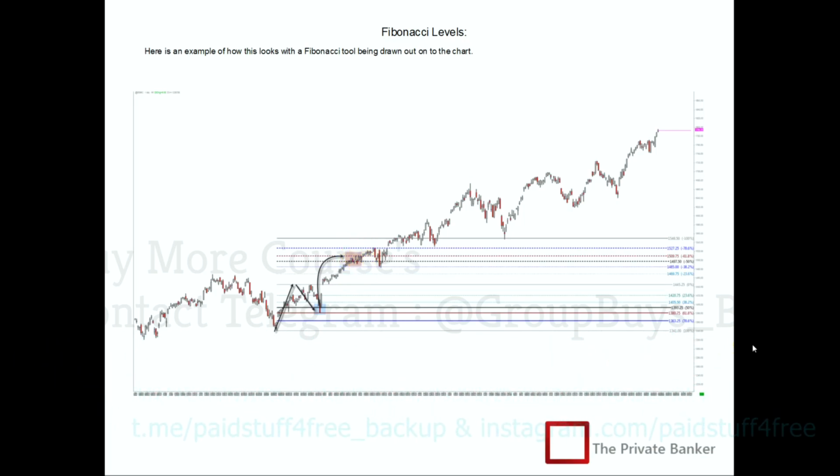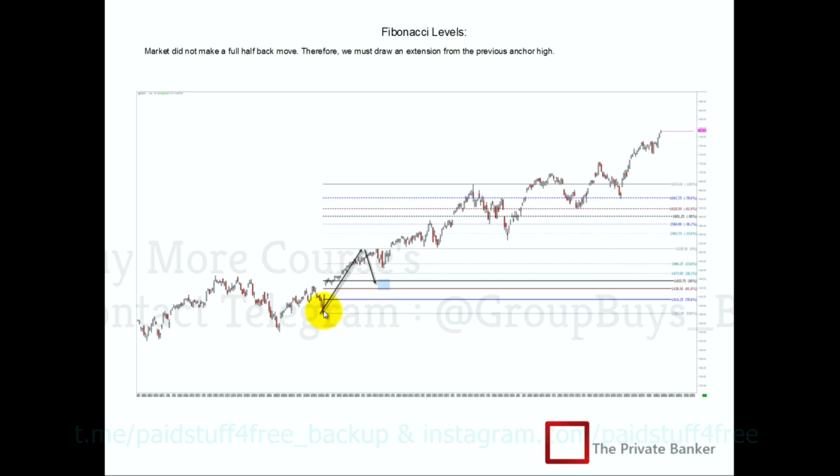Very simple. So now let's say here's our key pullback here, so that becomes our next area that we want to anchor from for our next measured move. So we pull from the low to the high. As we saw, the market actually ran a lot further than our expected target area, so that certainly is a heads up. But we do pull from the low to the high, and we see that the market does not make a halfway back or a pullback to the 61.8 level. It just really pauses all the way at the 23.6 level. So when we see that, that really just tells us that we need to draw out an extension move.